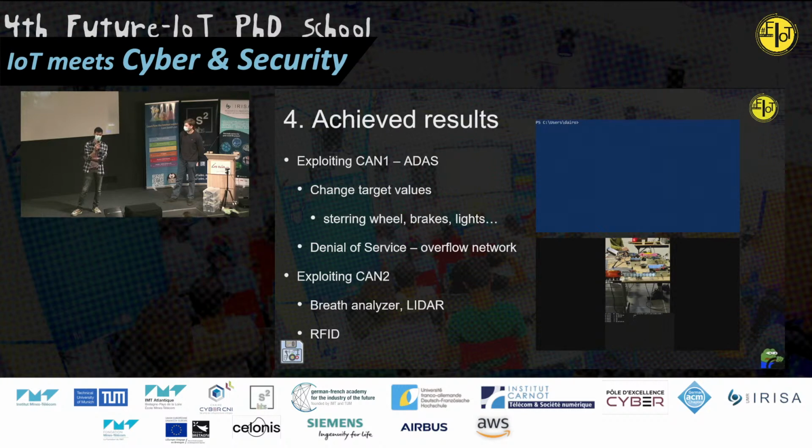On the CAN2 network, we had a theoretical attack because the CAN2 network also had some interesting functions like the breathalyzer and LiDAR. With an exploit on the CAN2 network, we would be able to fake the driver being drunk and causing the car to totally stop and stop functioning.